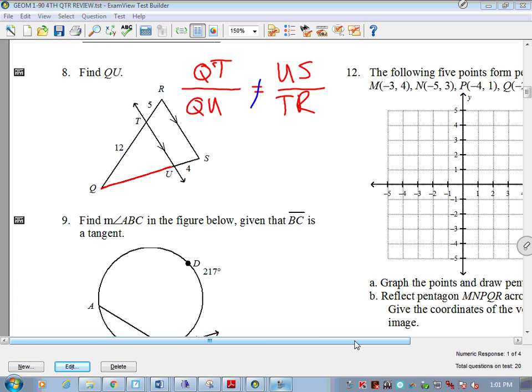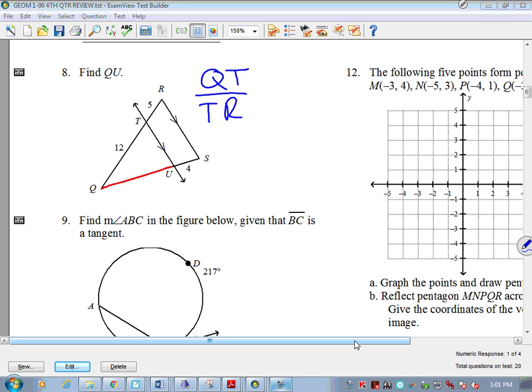Now, one other possibility is I can do QT over TR. I can do this length over this length. It's proportional to QU over US. But again, if I'm going to do QT over TR, I can't do US over QU. You get where I'm coming from? All right, now let's just use the one that we've got here.